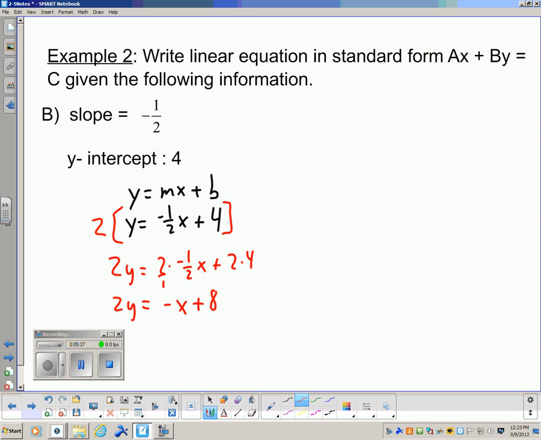So now I've got to put it in the form ax plus by equals c, so I've got to bring my x over. So I end up getting x plus 2y equals 8. And there it is in standard form.